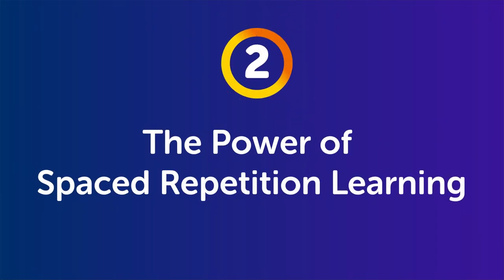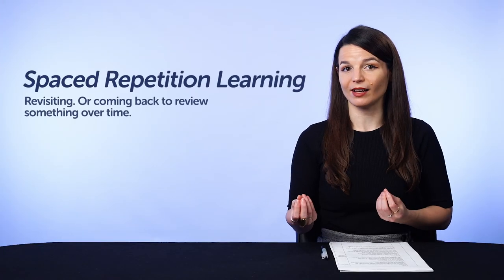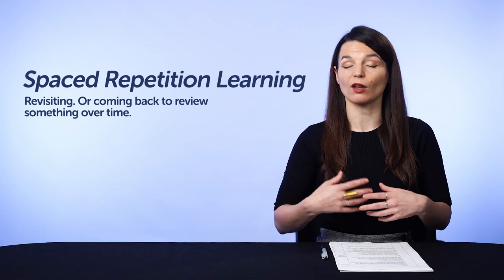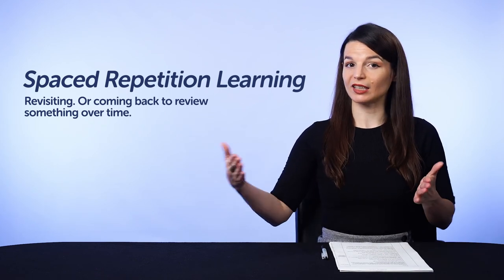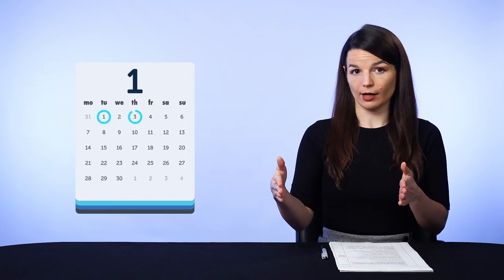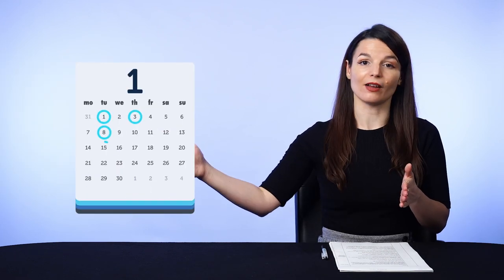Part 2, the power of spaced repetition learning. Spaced repetition learning simply means revisiting or coming back to review something over time. And the space between each review session gets longer and longer. So if you learned a word today, you can review it in 2 days, then in 5 days, then in 7 days. That way, you review the word before you forget it, and as a result, you strengthen your memory and remember it better in the long run.